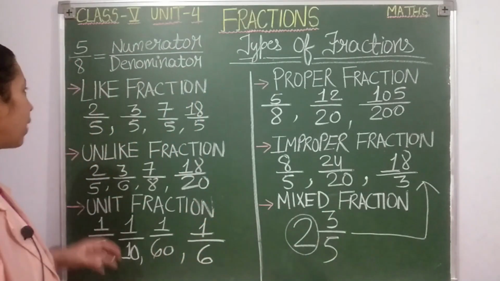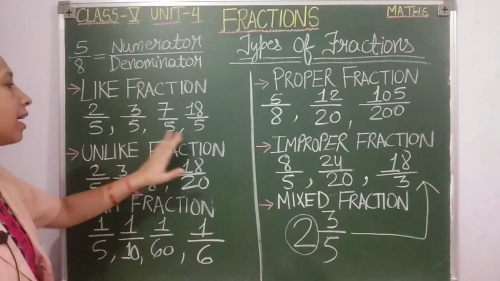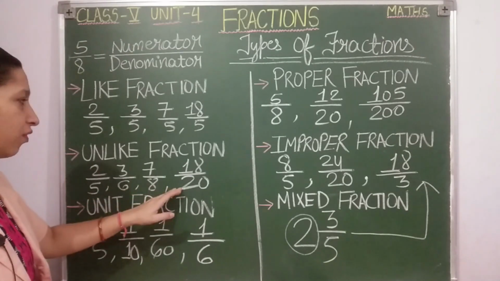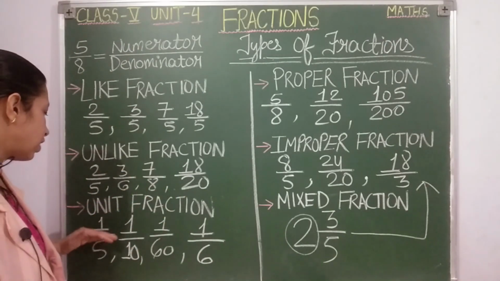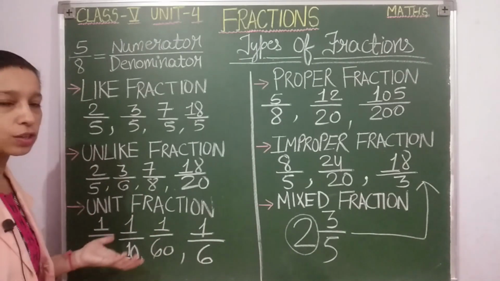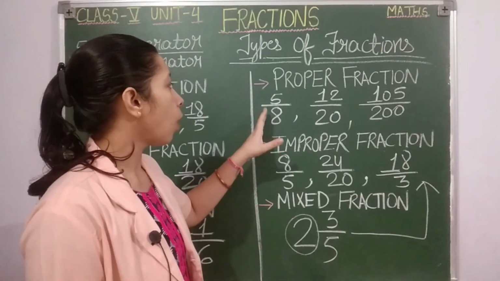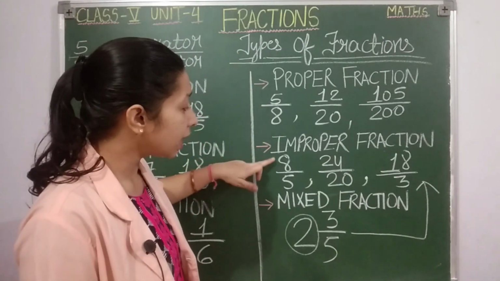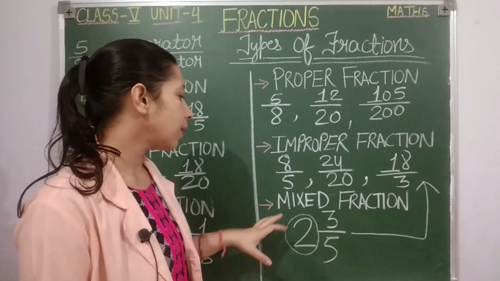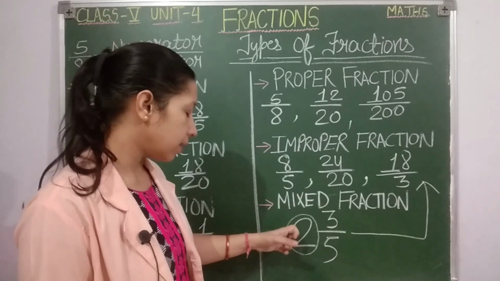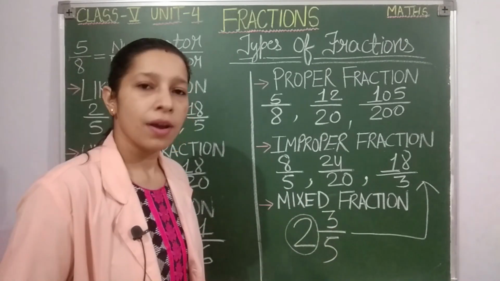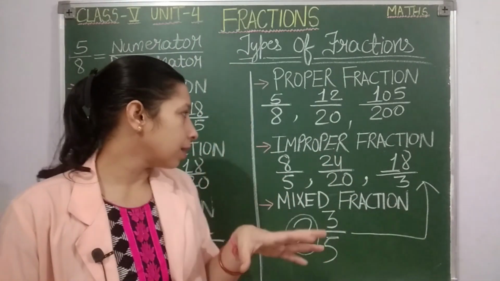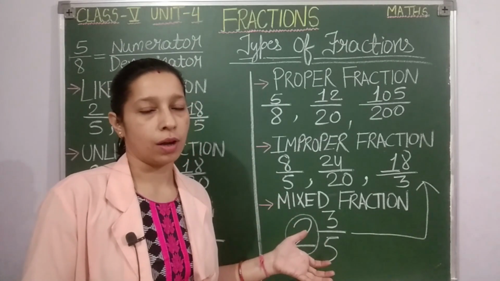So 6 types of fractions we have seen. Like fractions, where the denominators are like, means same. Unlike fractions, where the denominators are different. Unit fractions, where the fraction has numerator as 1. Proper fraction, where the numerator is less than the denominator. Improper fraction, where the numerator is greater than the denominator. Mixed fraction, where some part is written as whole and the other as fraction. We'll discuss more about improper and mixed fraction, students.